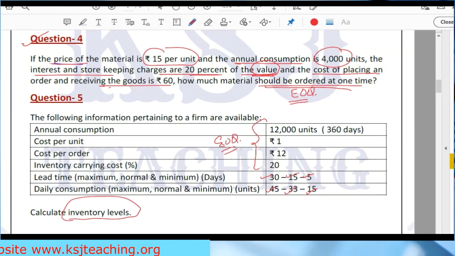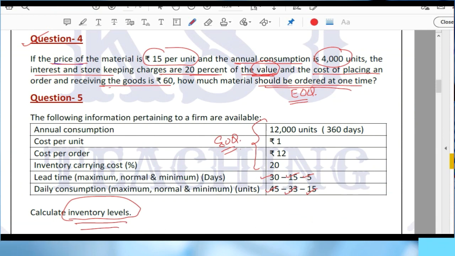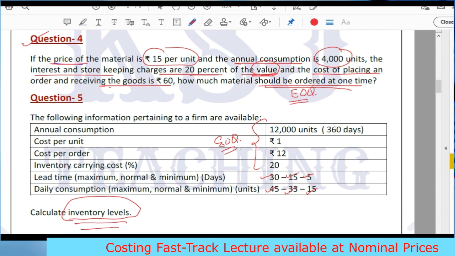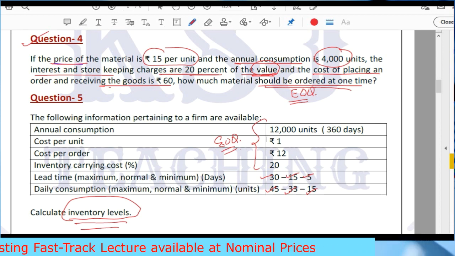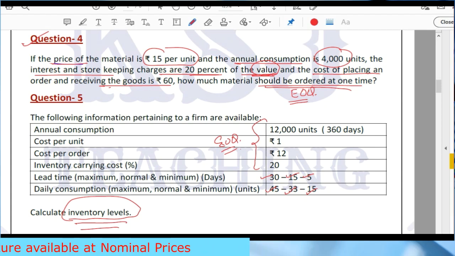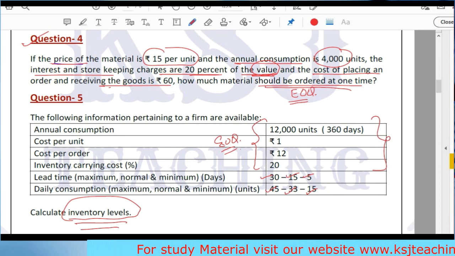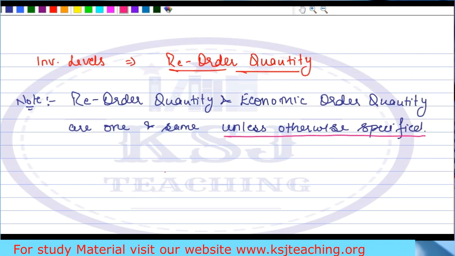Now, in this question, it is asking the inventory levels. Inventory level means reorder level and everything you have to calculate. When you have to calculate the maximum level, there you need reorder quantity, right? So to calculate the reorder quantity, this information is given. That means you will calculate EOQ that will serve as the reorder quantity. Clear? That will serve as the reorder quantity.